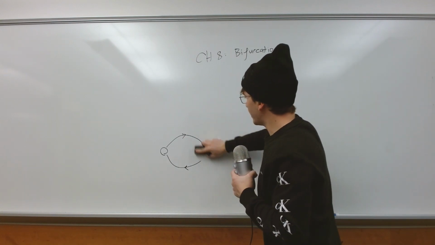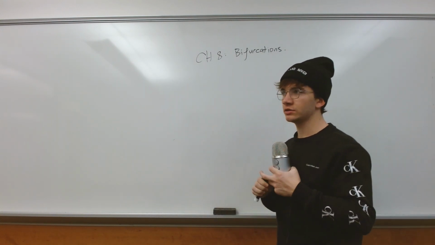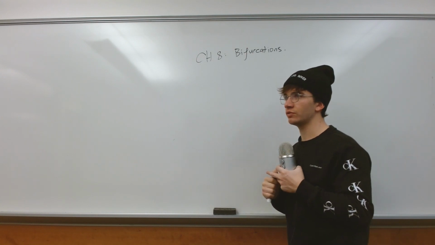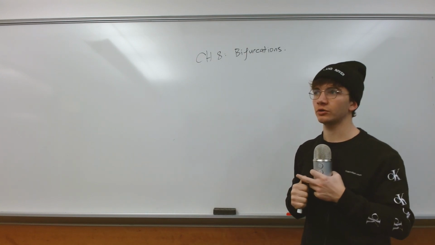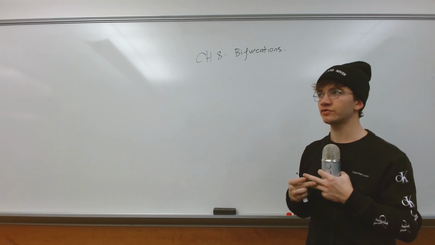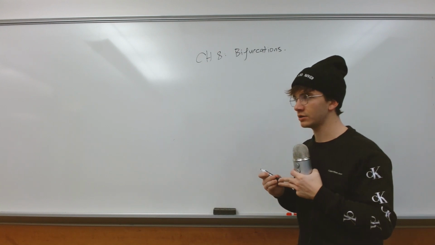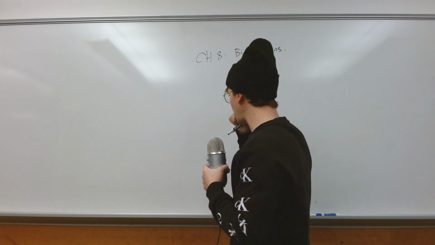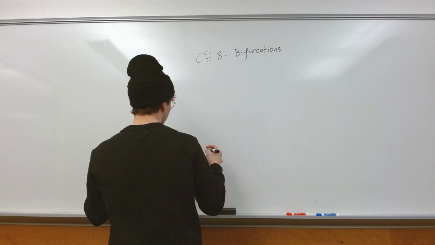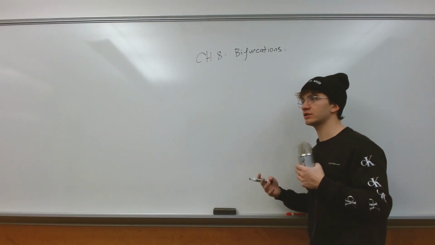Now, the final thing we'll mention for this chapter is Poincare maps, okay? So a Poincare map is basically a way to identify or prove the existence of some sort of closed orbit. And it's very useful in cobwebbing diagrams, okay?